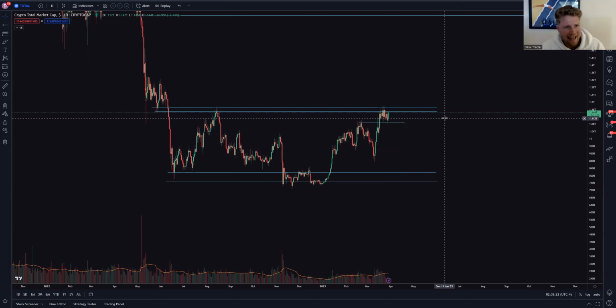Okay, we're also going to be looking at the two markets which I think are the most important to be tracking at the moment and also looking the most bullish, and that is the ES or SPX and the NASDAQ. Okay, let's get stuck into it.